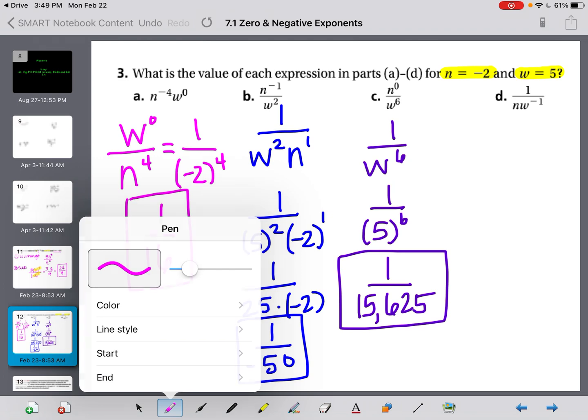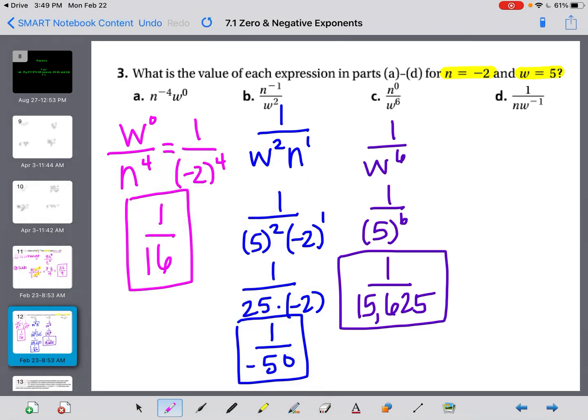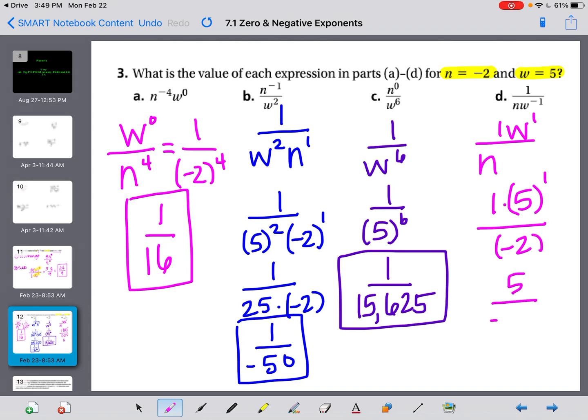Okay, and last but not least on this page, the 1 stays where it is, the N stays where it is, but the W to the first comes up to the top. So W is 5 to the first power, N is -2. 5 to the first power is just 5 times 1, still just 5 over -2. You're welcome to leave it like that, or you could turn it into a mixed number.